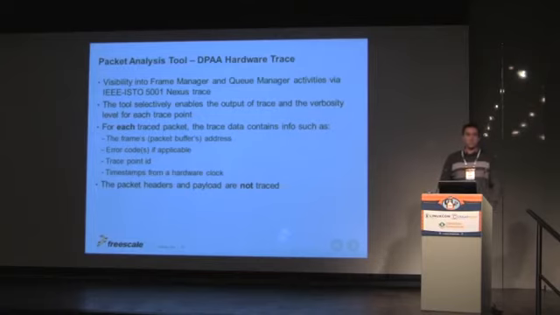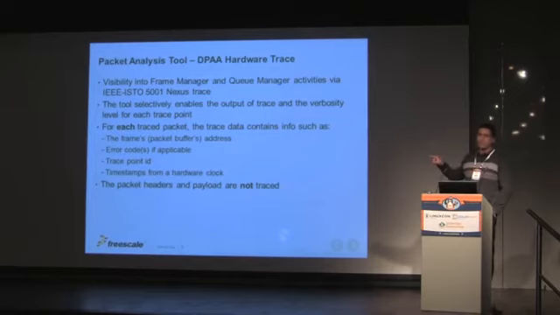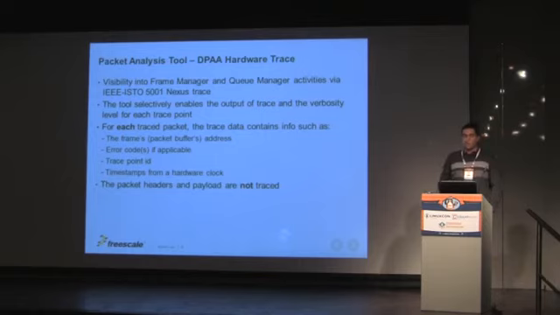We do get the ID of the trace point. There are multiple points in the system where the trace data gets collected, and therefore we have to get a unique ID for every point in the system from where we can get the trace data. And of course we get timestamps from a hardware clock. Now, the content of the packets, meaning the packet headers and the payload, does not show in the trace data.